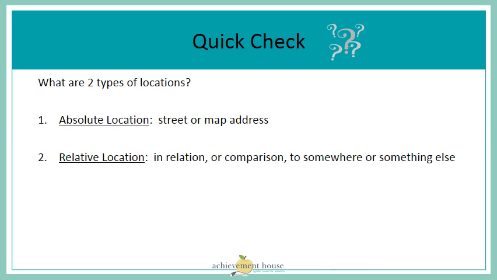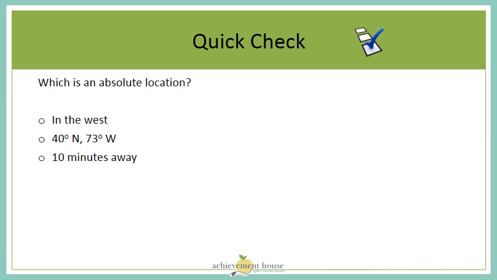Let's review the location theme of geography. What are the 2 types of location? Absolute location is a street or map address. Relative location means in relation or comparison to somewhere or something else. Let's do a quick check of our understanding.